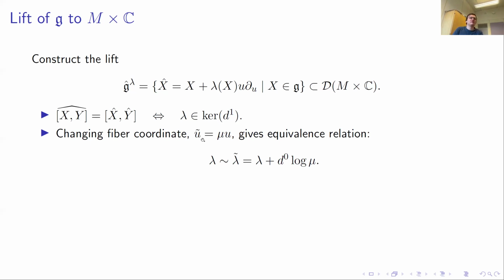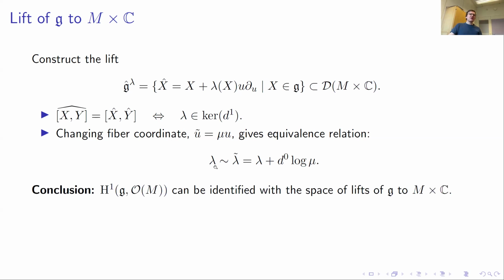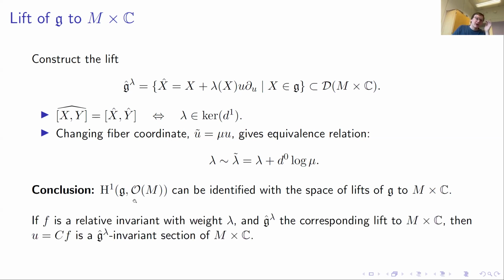Moreover, if we change the fiber coordinates, because we can do that, multiply it by some non-vanishing function, then we will change from lambda to this tilde lambda, and the difference is this term here, which is a coboundary in the modified Chevalley-Eilenberg complex. So we see that the lifts here can be identified with this cohomology group. And we also notice that F is a relative invariant with weight lambda, and G hat lambda is the corresponding lift to C, so that it's given by the weight. Then this section here is actually a G lambda invariant section of the trivial bundle.